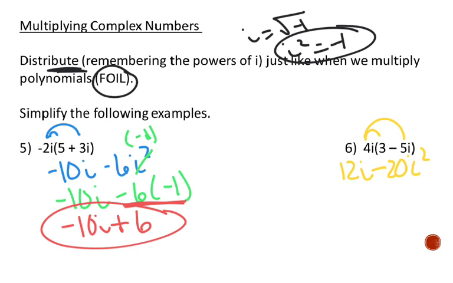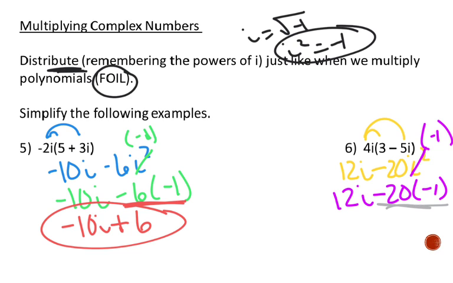But now we're going to change this i squared into negative 1. So this becomes 12i minus 20 times negative 1. But now you can multiply that negative 20 with that negative 1. So negative 20 times negative 1 becomes positive 20, and we'll just bring down that 12i in front. So 12i plus 20.